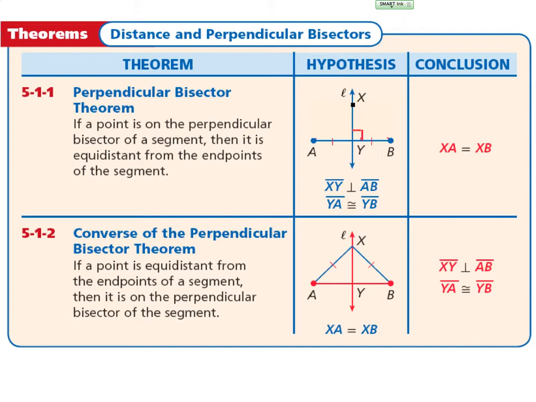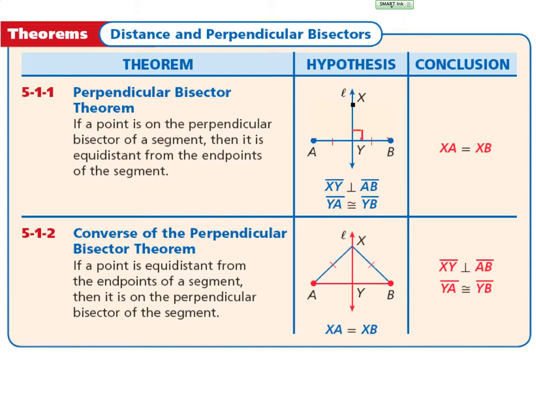If a point is equidistant from the endpoints of a segment, then it is on the perpendicular bisector of the segment. So this time what you're drawing in the hypothesis is a point equidistant from the ends of a segment. So notice there's no perpendicular markings or anything. We're just showing that X is the same distance to A and B. Okay? Technically that line wouldn't have to be there at all, but it's there because we need it for the end of it. Okay? The conclusion is that point is on the perpendicular bisector of the segment.